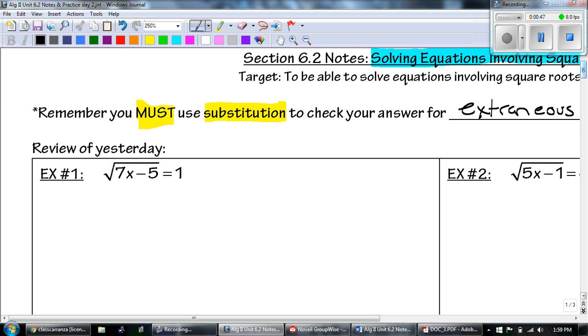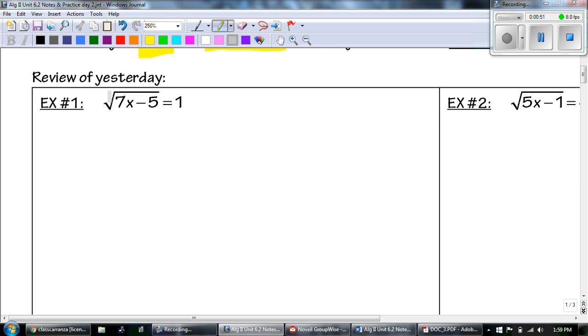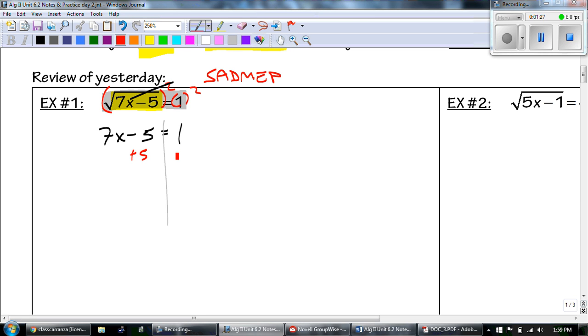Okay, so this is what we talked about yesterday. We have the square root of 7x minus 5 equals 1. So to solve, we are going to use SADMAP. Once the square root is all by itself, and in this case it is, I can use inverse operations to square both sides, and then we would have 7x minus 5, because the square and the square root cancel, and then 1 squared is 1. And from here, all I do is solve. I'm going to add the 5 to both sides. We get 7x equals 6. And then I want to solve for x, so I'm going to divide by 7. And that gives us a fraction, so we're just going to leave it as 6 over 7.